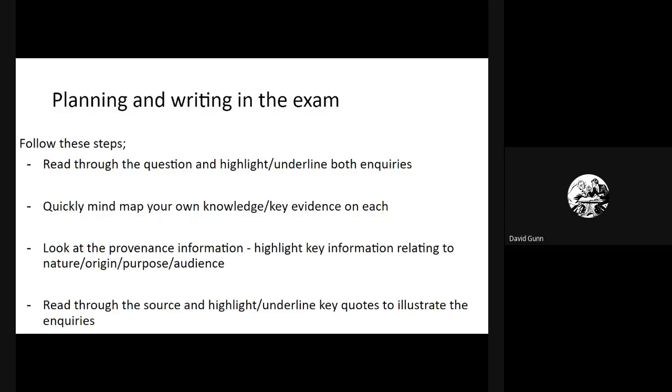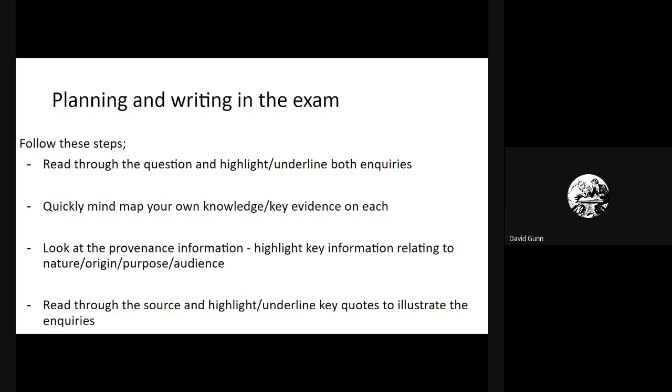Then when you've done that quick mind map, before you even read the source, look at the provenance information. This is going back to the tip from Simon Sharma. Highlight the key information relating to nature, origin, purpose, audience, and think about, having read the question, how that will help or hinder the inquiries. So think about the provenance, get stuck into that.